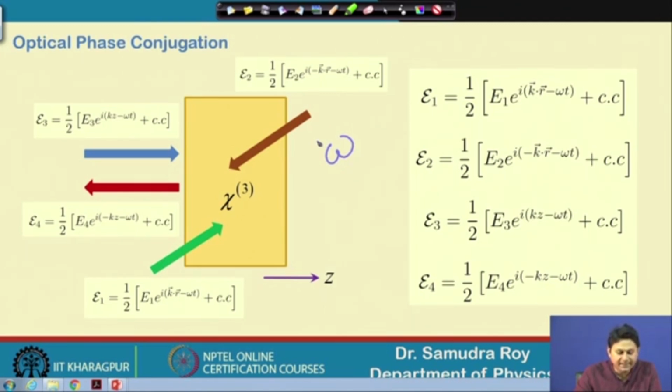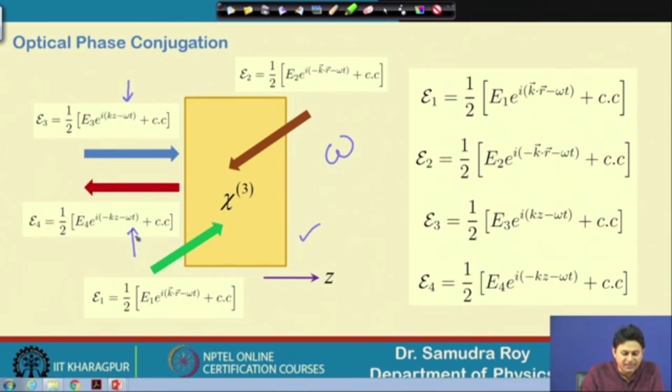But one important thing here: there are 4 waves associated with this system. Since chi3 is a nonlinear system, we can see that there are 4 waves associated with this phenomenon, and these 4 waves are shown here with 4 different colors. In all cases the frequencies are the same, only the directions for the 4 cases are different. For E3 and E4, the frequency is omega. So, if I write these 2 plane waves, it will be simply omega t in both cases.